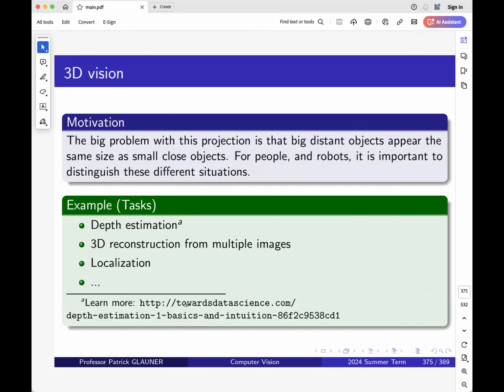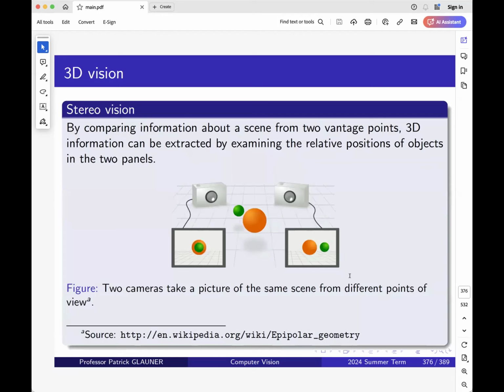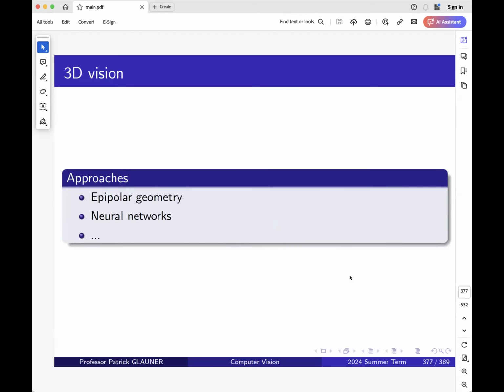If you want to learn more about depth estimation, I've put a link here to a Towards Data Science article, which provides an introduction to depth estimation. I don't remember anyone in the computer vision project in the last few years approaching depth estimation from such images, using epipolar geometry and neural networks. Maybe this is something someone wants to investigate this year in a project, because I haven't seen such projects before in this course.